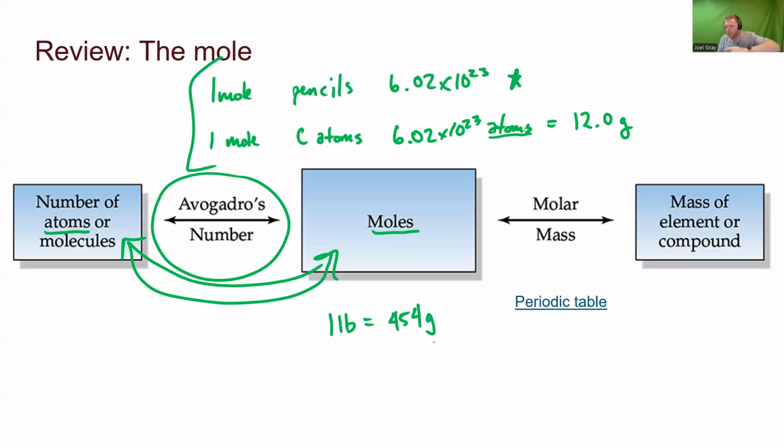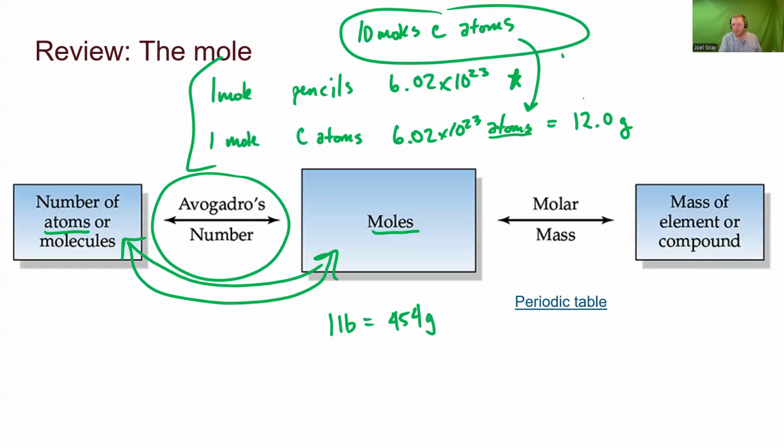Answer in the chat, what is the mass of 10 moles of carbon atoms? That's right, 120, because I need to go back to my definition. 1 mole of carbon atoms is 12 grams. So 10 moles of carbon atoms is 10 times 12 or 120 grams. Now, I want to put this in a different set of terms. Do you think that I could lift 1 pound of carbon atoms? Yes or no? Absolutely.